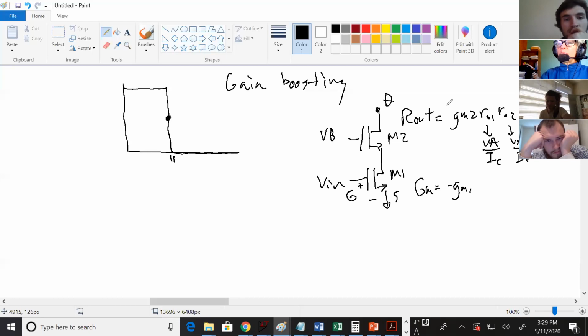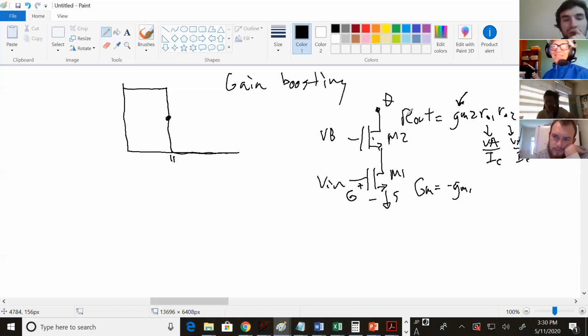So the way gain boosting works is it changes the little GM, the GM of this transistor, and GM2 only shows up in the R out equation. So if you change the transconductance of M2, the GM2 of M2, what you're actually changing is the R out value. And a lot of people forget that and say, oh wait, I'm changing a transconductance, so I must be changing the transconductance of the circuit. But no, you're changing the transconductance of that second transistor, but that transconductance only shows up in the R out equation. Did I say that like 10 times? Is that enough times?